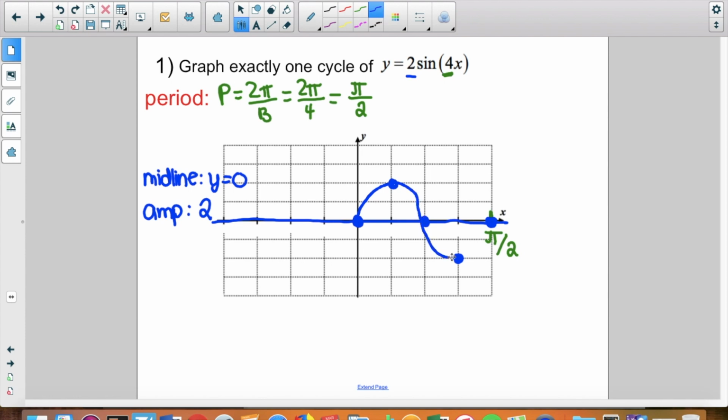Oops. Messed up that a little bit. Connect with one smooth line, and now we just graphed one full cycle. So the only difference when you're given a frequency is you will have to write what that last point is.